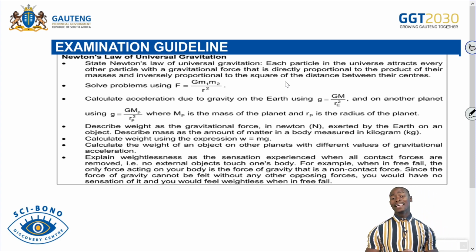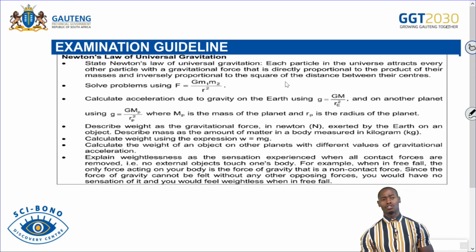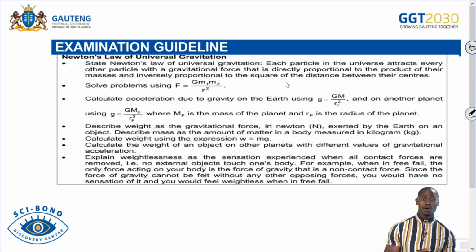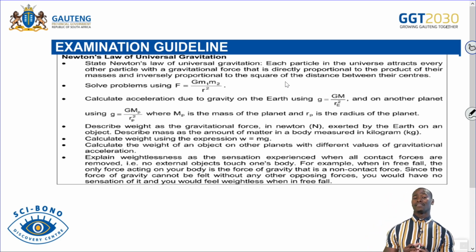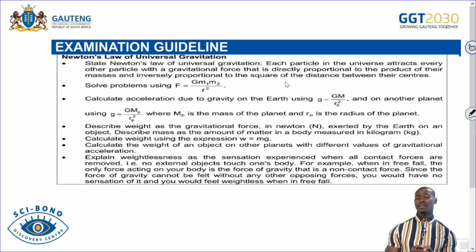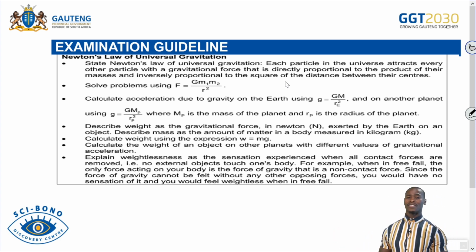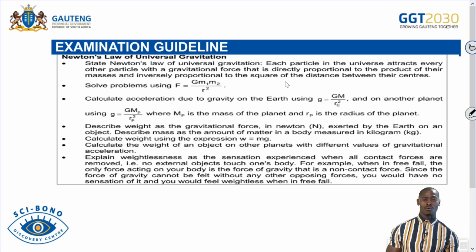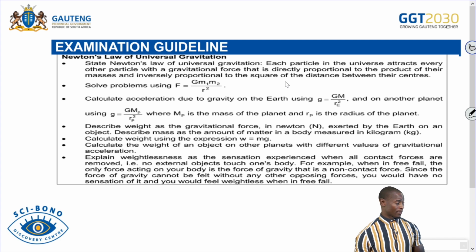So please, learners, we are begging you, please make sure that you don't confuse this law with Coulomb's law. When it comes to Newton's law of universal gravitation, we talk about the product of the masses, but when it comes to Coulomb's law, we talk about the product of the charges. So we deal with charges when it comes to Coulomb's law, but for Newton's law of universal gravitation, we deal with the masses. All right.